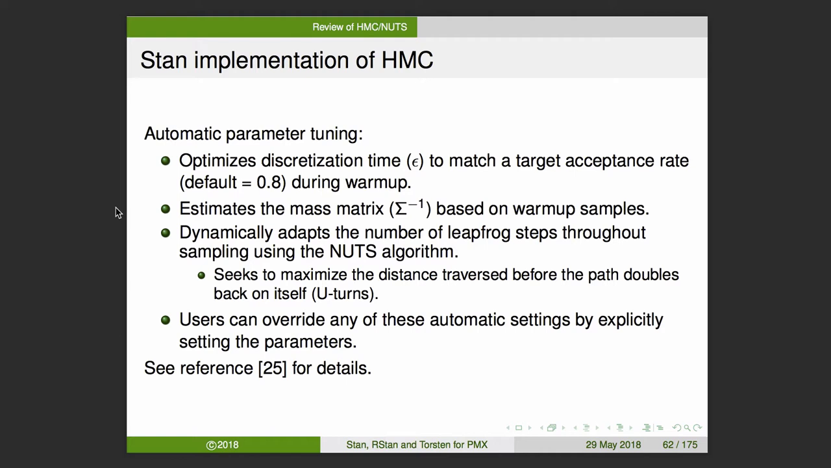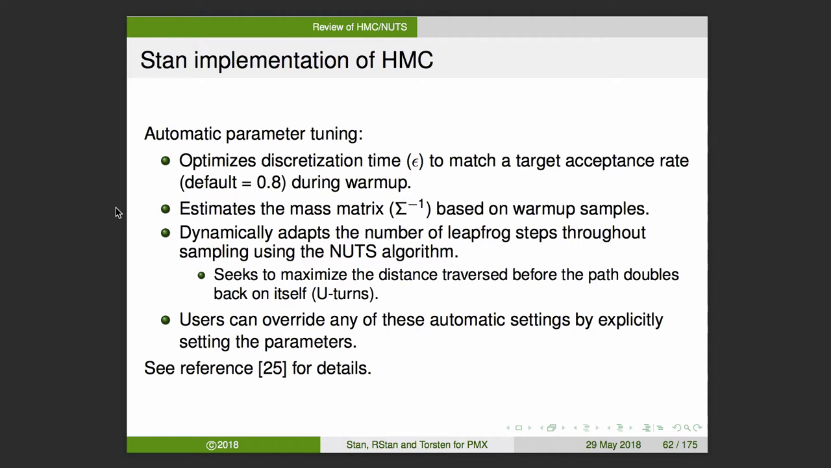And then the comment that users can override any of these automatic settings by explicitly setting those parameters. In a couple of specific cases we'll hit on a couple of them, but to really see details, I'd point you to the Stan user's guide that goes through that in some detail.